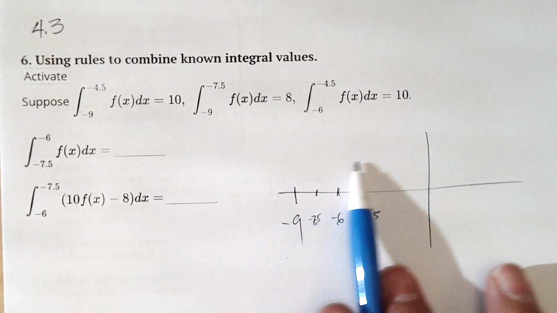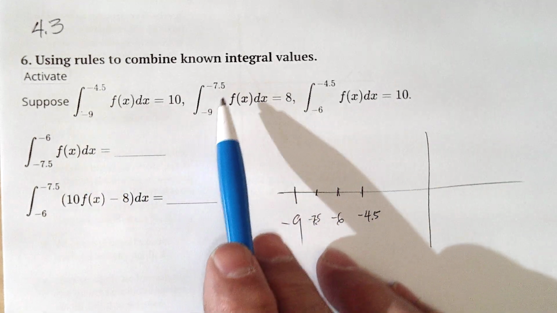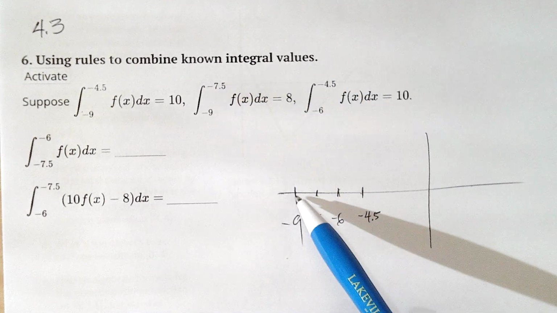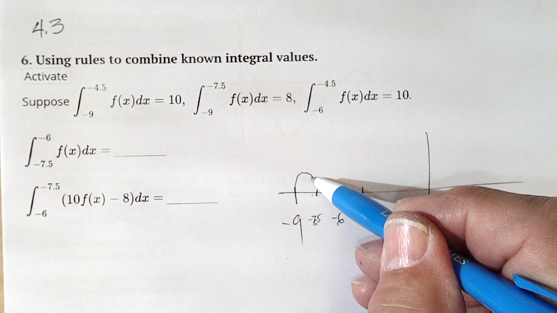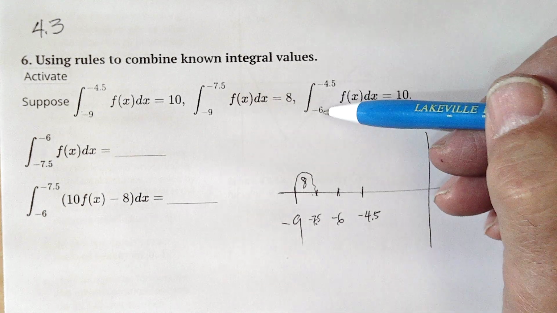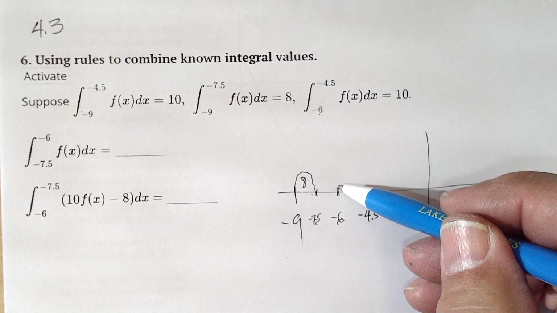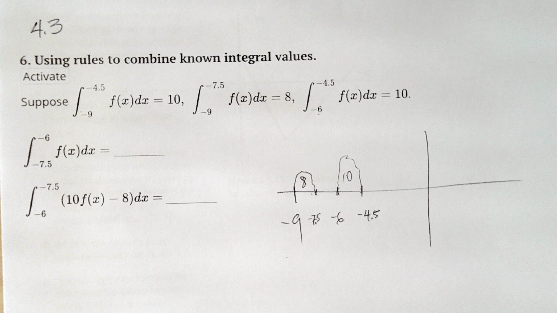So we're talking in this section of the graph, the area. I'm going to take the smaller one, between -9 and -7.5. It says the area is 8. So there's a positive area here of 8. And between -6 and -4.5, the area is 10, positive 10.